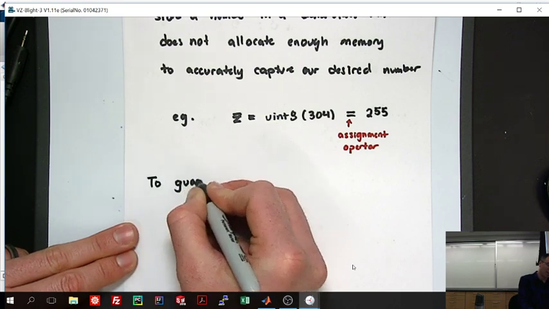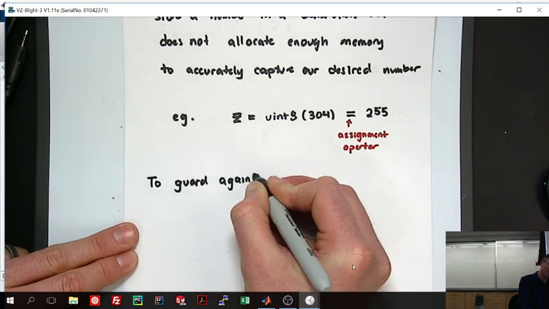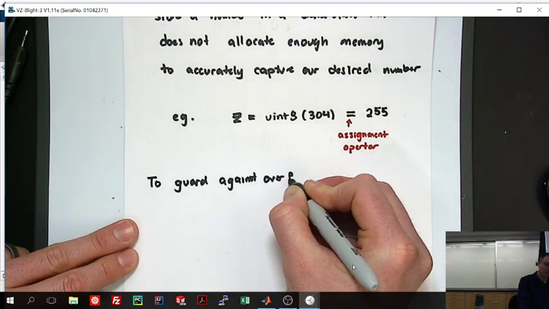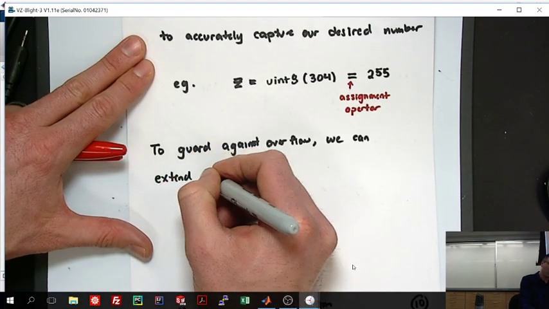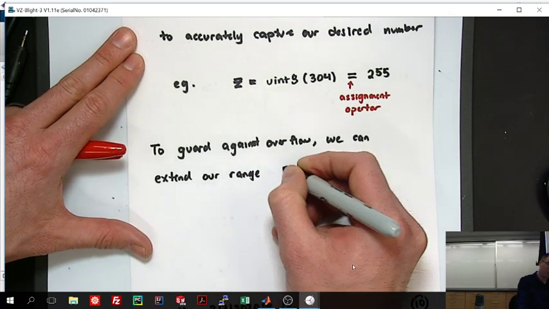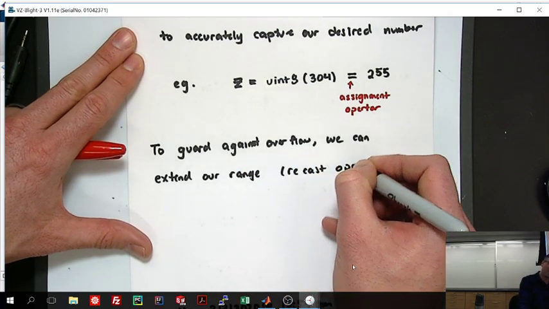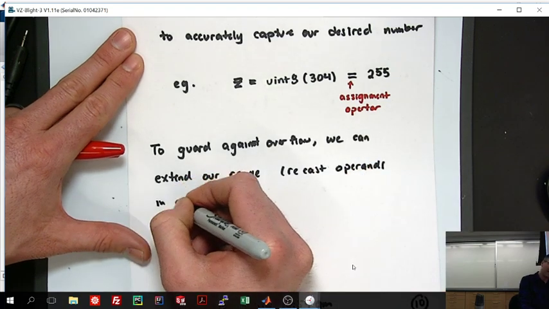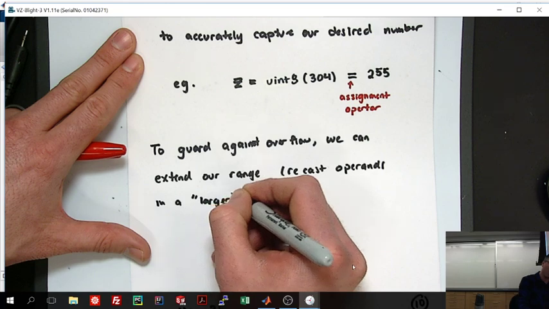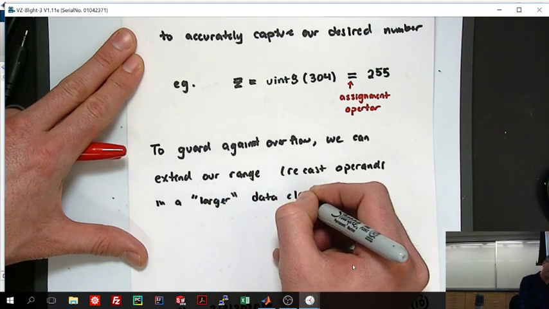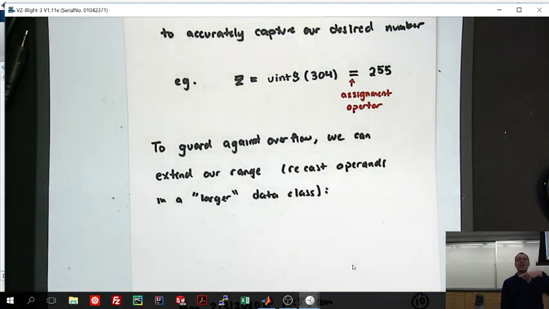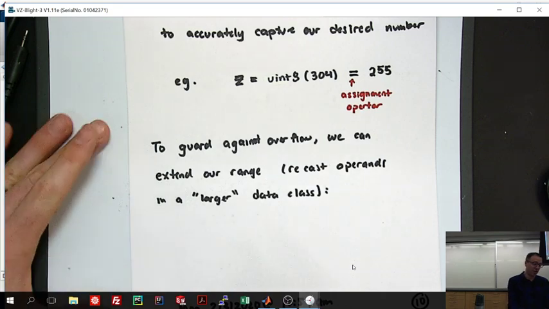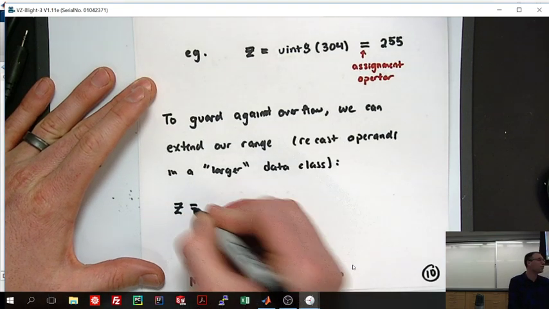255. As coders, if we want to guard against overflow, we can extend our range, recast operands in a quote-unquote larger or more appropriate data class. In this case, how would we guard against it? We can't cast after the fact, right? The casting has to happen before the fact. So if I really wanted to capture Z, what could I do to guard against this problem?